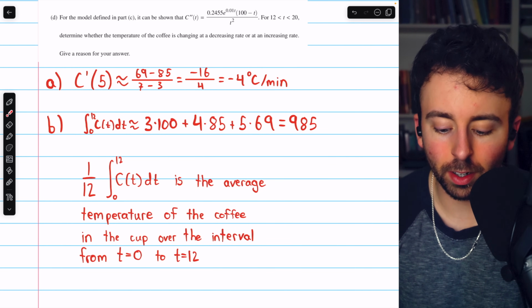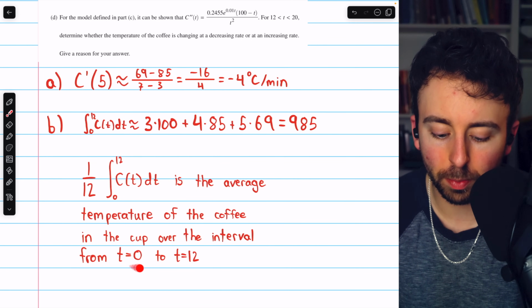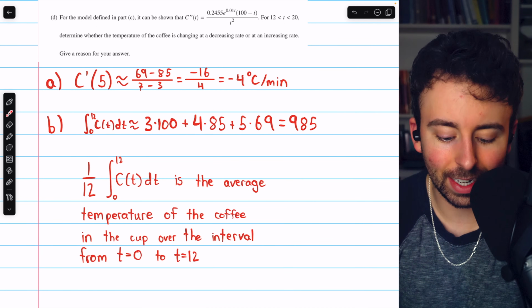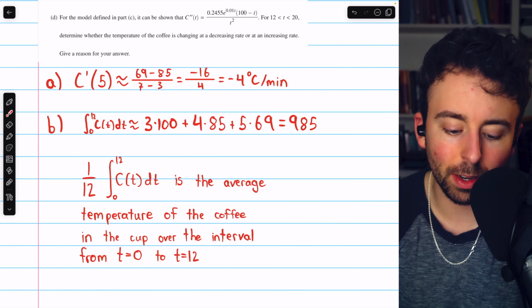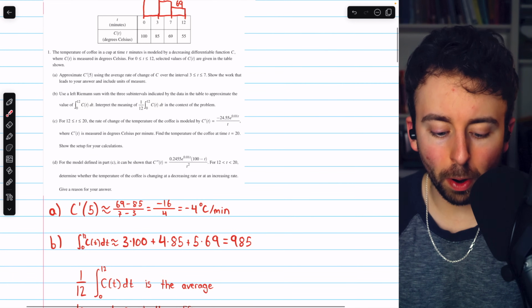But the interpretation is that it's the average temperature of the coffee in the cup over the interval from 0 to 12. Again, it's like adding up all the temperatures and then dividing by 12, the length of time. Moving on then to part C.